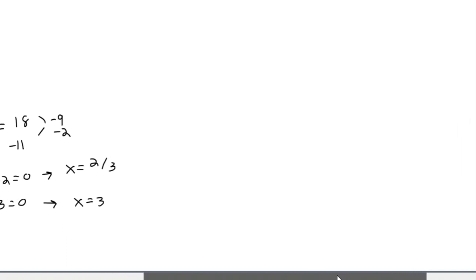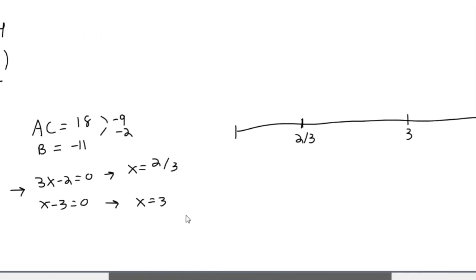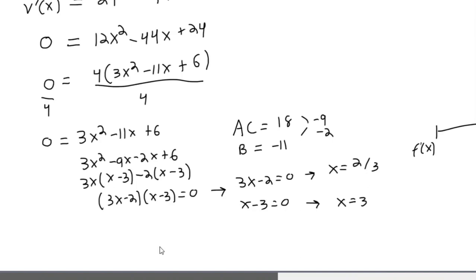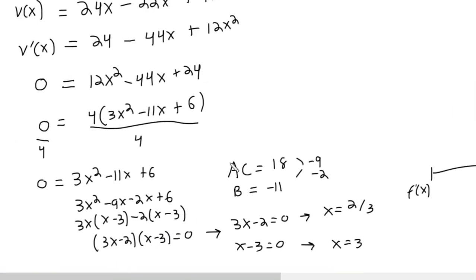Okay, so I have x equals 2/3 and x equals 3. So I have to find out which one is the max and which one is the min. So I'm just going to draw this little number line. You might have your own way to test it. I'm really just using the first derivative test right here, seeing which one produces a local max and local min. So plugging in values to the left of 2/3, and this is just f prime of x down here.